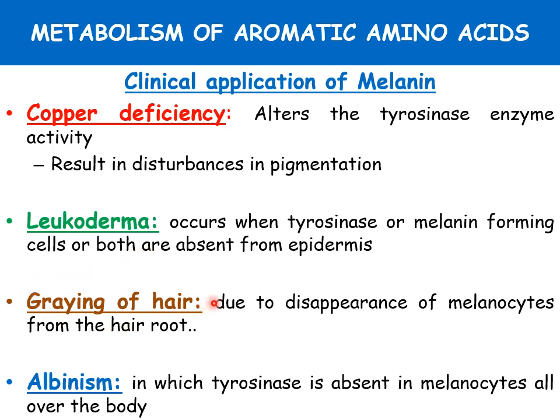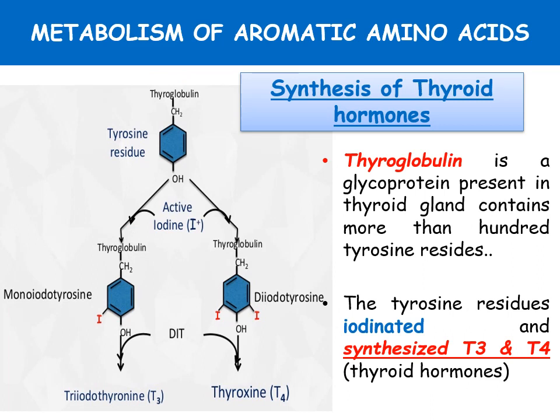Graying of hair also occurs due to disappearance of melanocytes from the hair root. And albinism, in which the tyrosinase enzyme is absent in melanocytes all over the body. So these are the clinical conditions related to melanin.